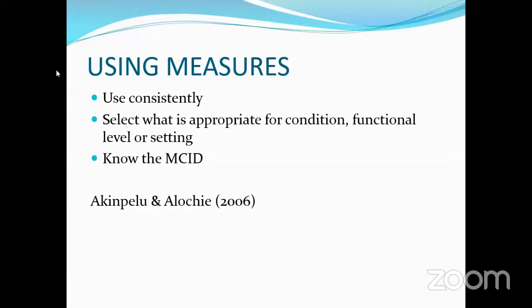We want to make sure we select what is appropriate for the condition, for the functional level, or for the setting for which we are providing care. And very importantly, I emphasize minimal clinically important difference. That is the psychometric property of an instrument, a good determinant of the instrument that we will choose to use. In using outcome measures, we will have to use them consistently. We will have to select the one that is appropriate for that patient, the one that has psychometric property for a patient.